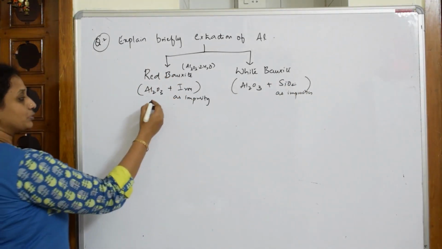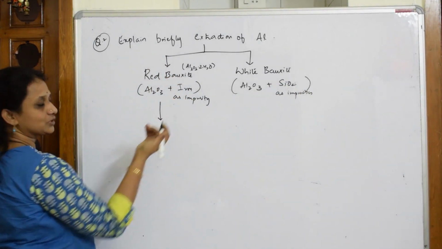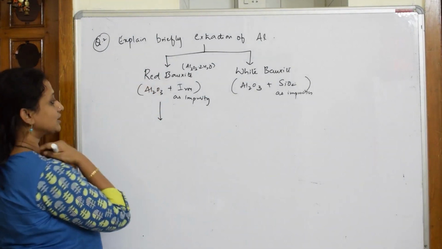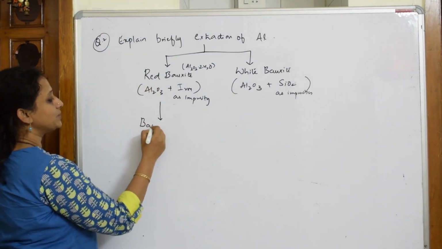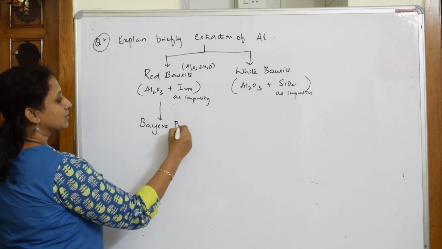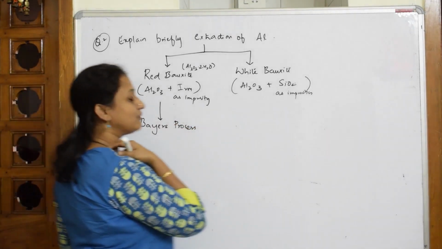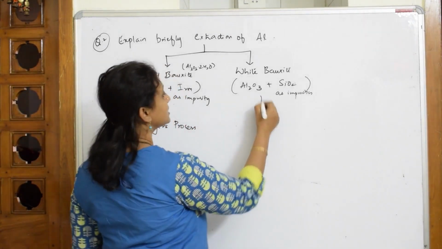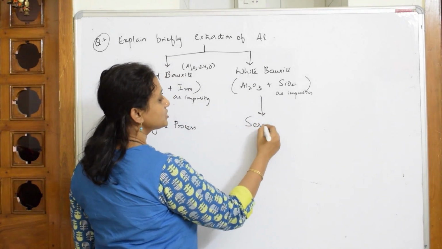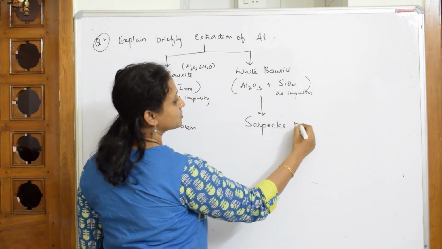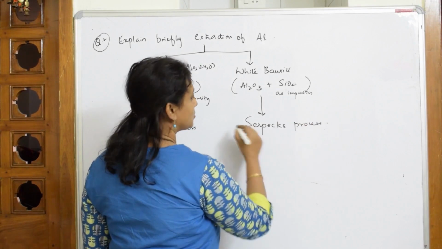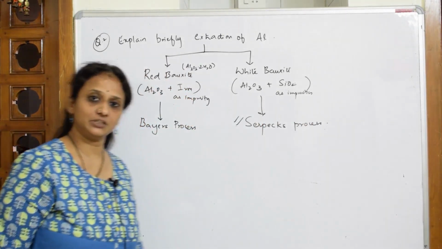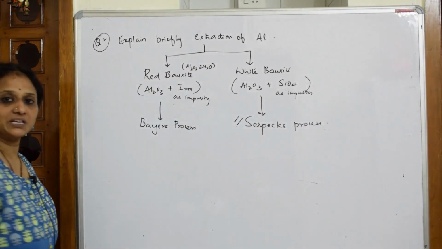Now for purifying or extracting, for extracting red bauxite, we are going to use a process called Bayer's process. For purification of white bauxite, we are going to use a process called SYLLABUS process, which I have already done. SYLLABUS is already done. Please check the earlier video. Yes. So let us learn what is Bayer's process.